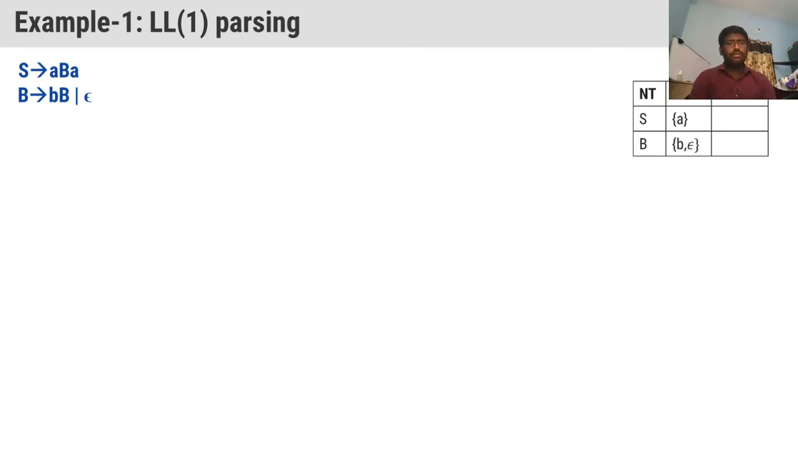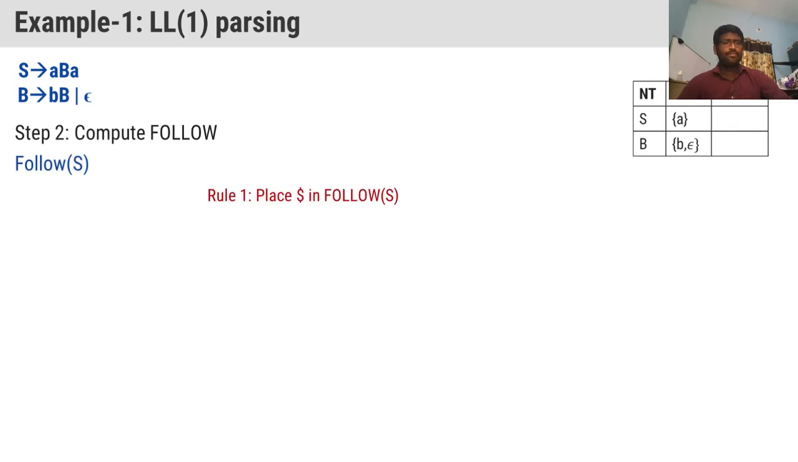Now we are going to find out the follow sets for the non-terminals. We all know that the non-terminals in the given grammar are capital S and capital B. These are the two non-terminals we have, so we need to find the follow sets for those two only. Let us take capital S first and compute its follow set.